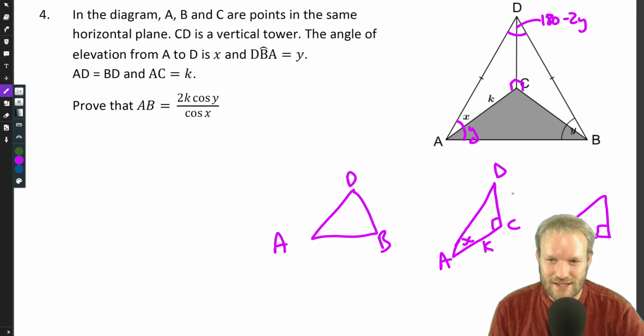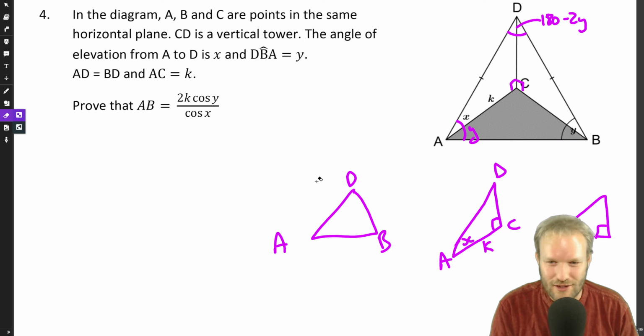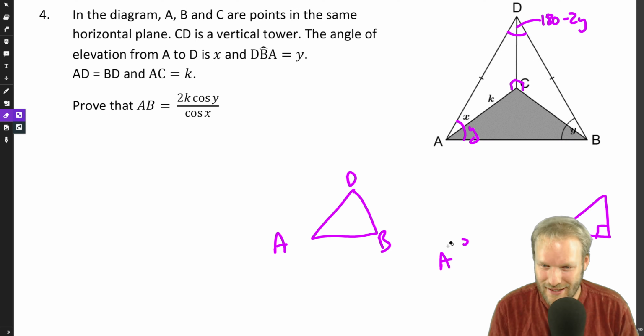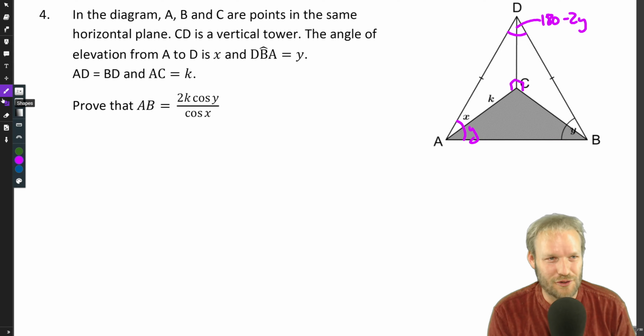So AD is in both of these triangles. So now that's the line segment that joins the triangles that we saw before. Okay, so with all of that thinking, let's revisit the question, what it's asking, what work we need to do.